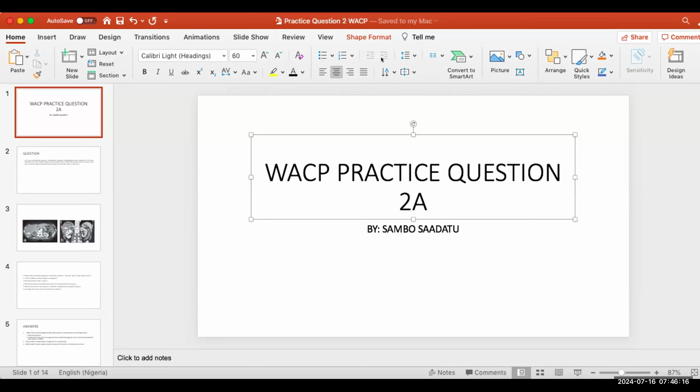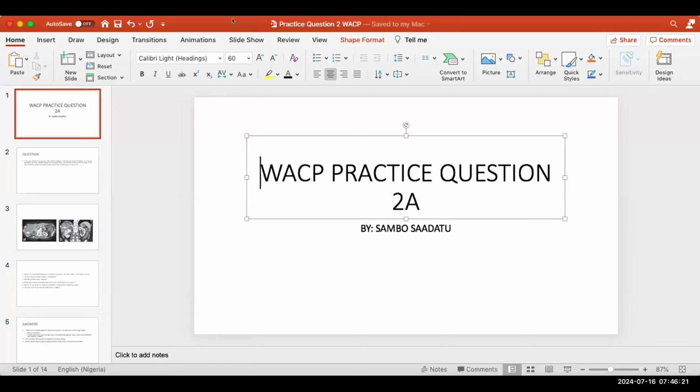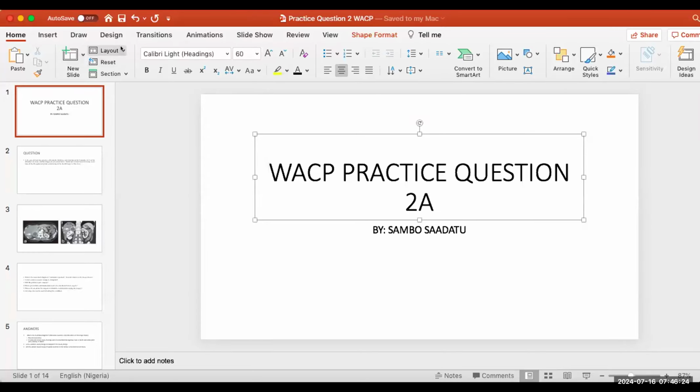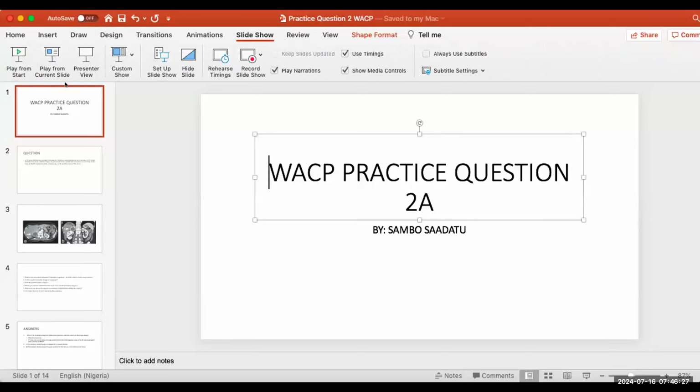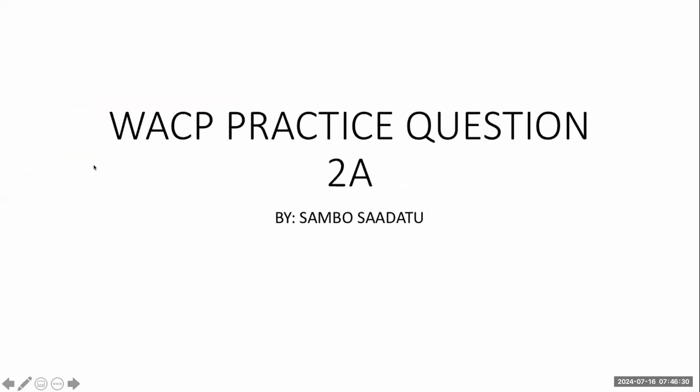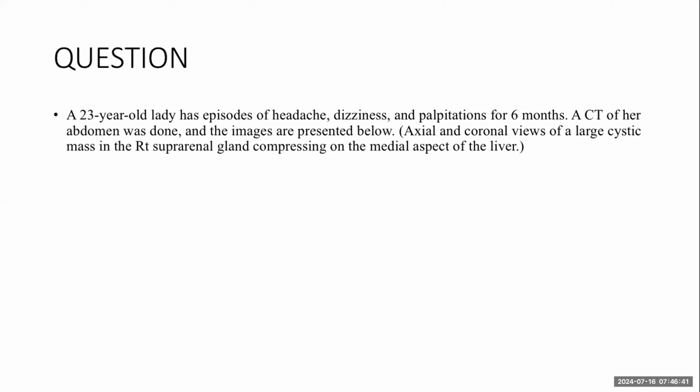Can you see my screen, please? Yes, we can. I'm just putting it on slideshow. Okay, so good morning, consultants and colleagues. I'll be taking practice question 2A. So the question is: a 26-year-old lady has episodes of headache, dizziness, and palpitation for 6 months. An abdominal CT of the abdomen was done, and the images are presented below.